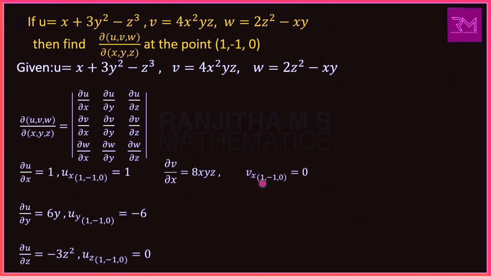We have to find vx value at the point 1 comma minus 1 comma 0. That means we have to substitute x value as 1, y value as minus 1 and z value as 0. Here 0 multiplied by anything is 0 itself. Hence we get vx value as 0.